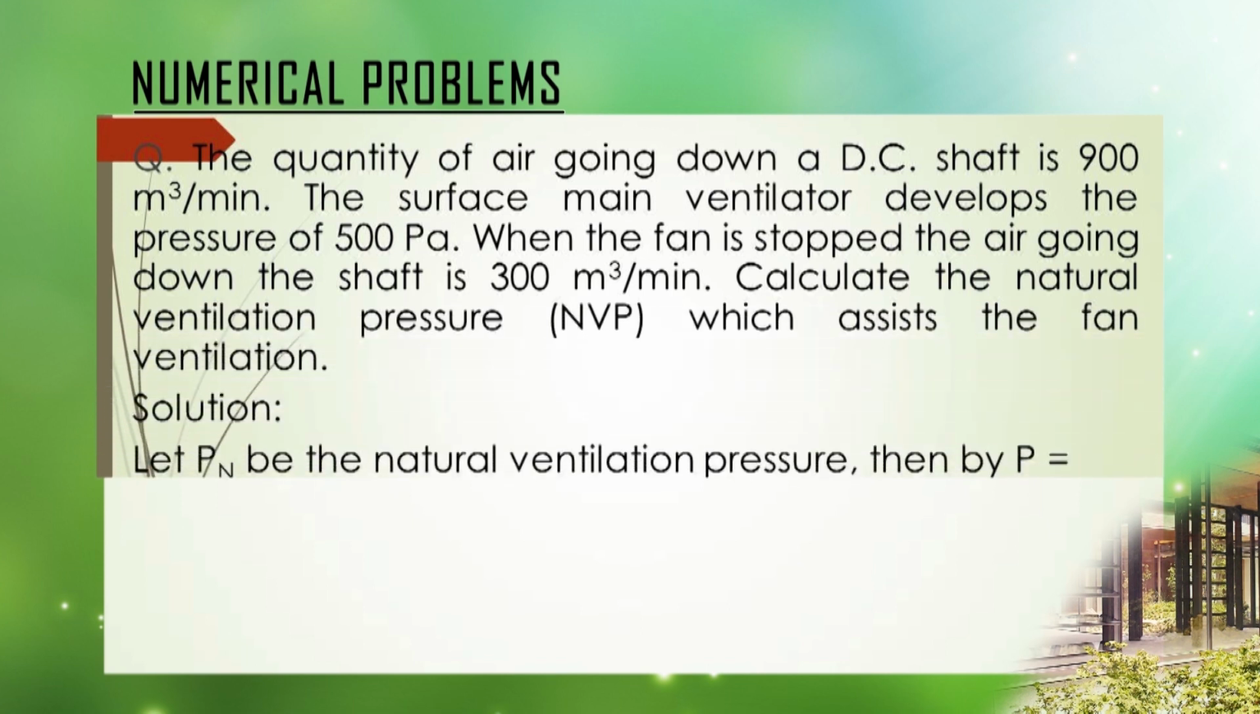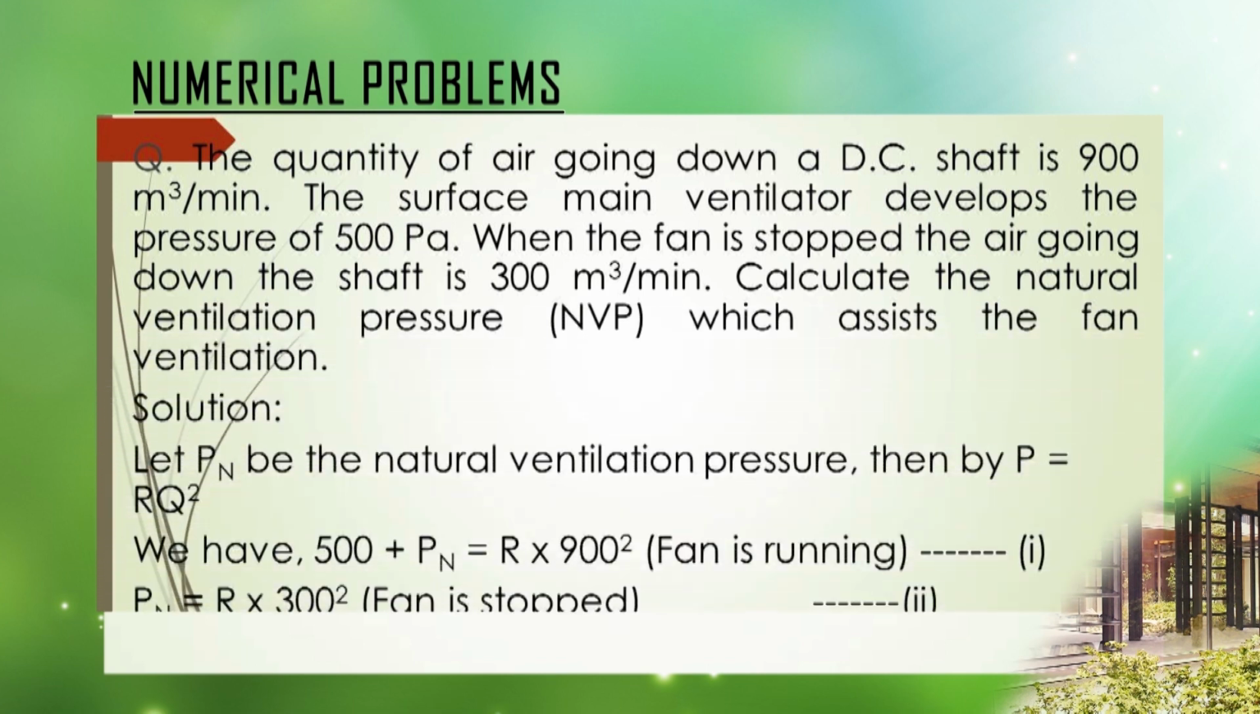Now we come to numerical problems associated with natural ventilation. The question is: the quantity of air going down a downcast shaft is 900 meter cube per minute. The surface main ventilator develops a pressure of 500 Pascal. When the fan is stopped, the air going down the downcast shaft is 300 meter cube per minute. Calculate the natural ventilation pressure.